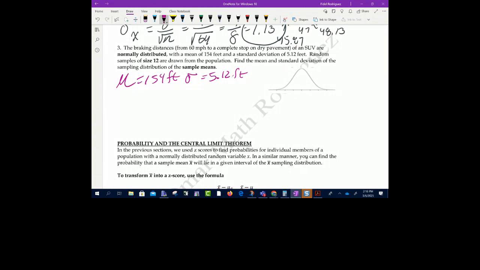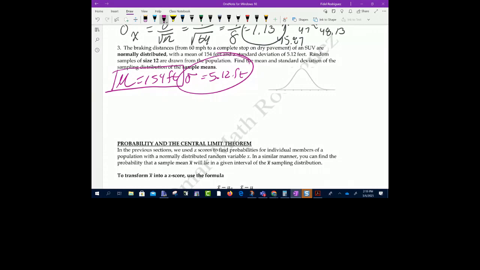Okay, so y'all, if you're driving an SUV, you're going to travel about 154 feet before you stop, right? That's what this is telling me, plus or minus 5.12 feet, right? So you might stop at 159, or you might stop at 149 or 148 and change. You see what we're saying? That's really what the question is telling me here, okay?